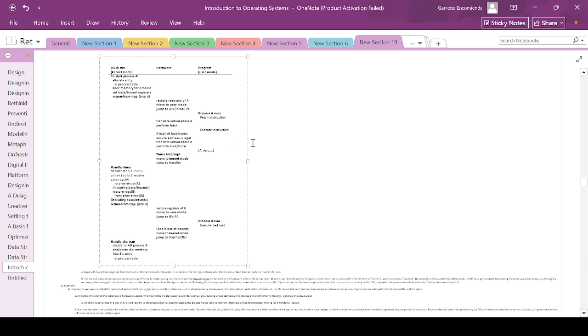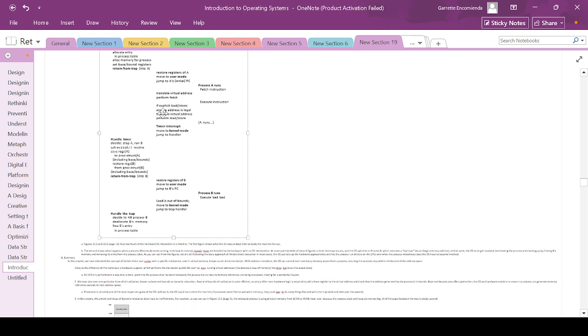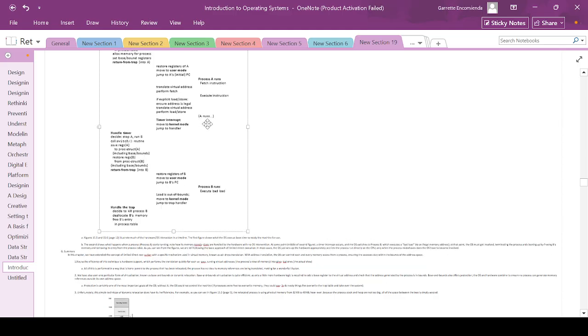And then the process executes the instruction. If it is an explicit load or store, ensure the address is legal. Translate the virtual address, and perform the load or store if it's legal. Then A runs.